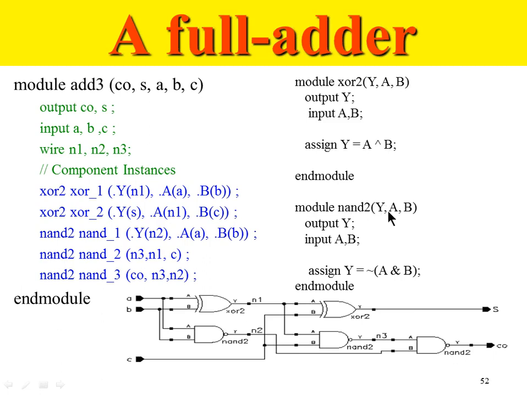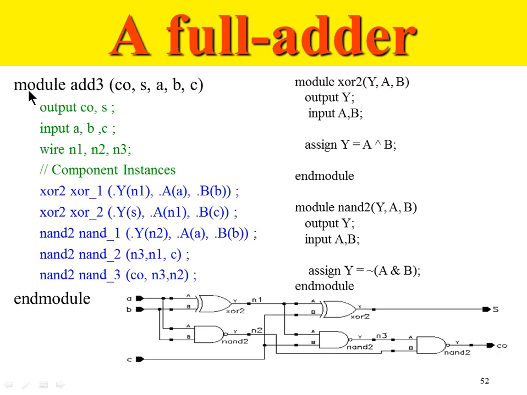Module NAND2, with output Y and inputs A, B, single bits. Assign Y is equal to not of A and B. So this AND and then inversion will give me a NAND gate, 2 input. End module. So this will give me a 2 input NAND gate, and the other will give me a 2 input XOR gate.